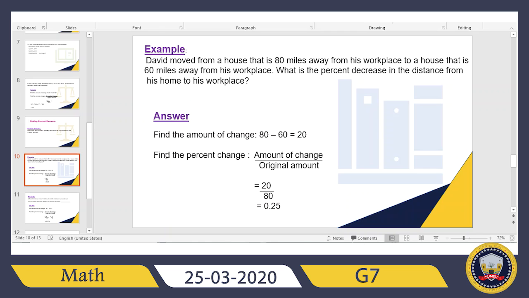Okay, let's stop here, and inshallah we'll continue our session tomorrow about percentage of decrease. Then we can take exercises for both percentage of increase and decrease together. They are very easy, inshallah.